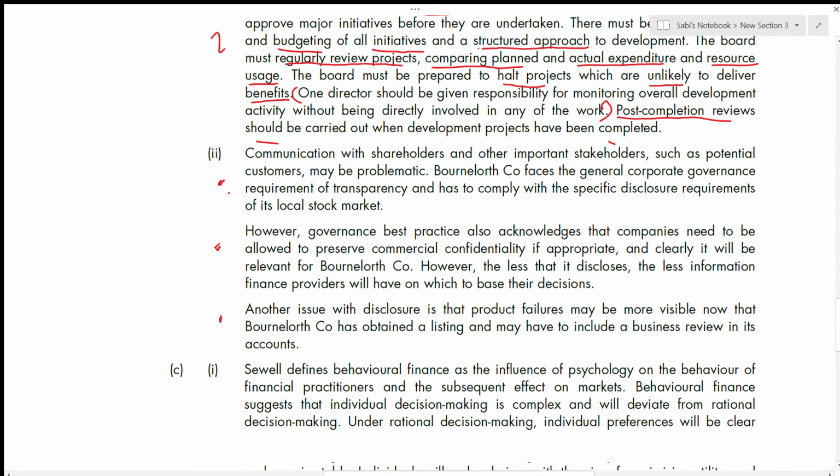Communication with shareholders and other important stakeholders such as potential customers may be problematic. The company faces the general corporate governance requirement of transparency and has to comply with the specific disclosure requirements of its local stock market. Right? Now the company is facing general corporate governance, so they need to comply with the specific disclosure requirements.